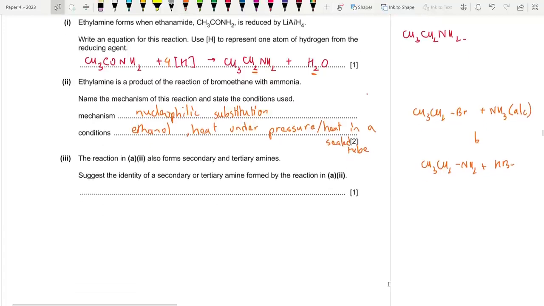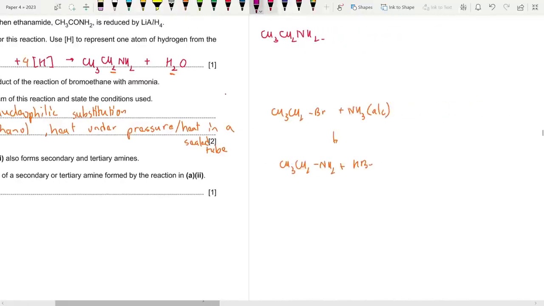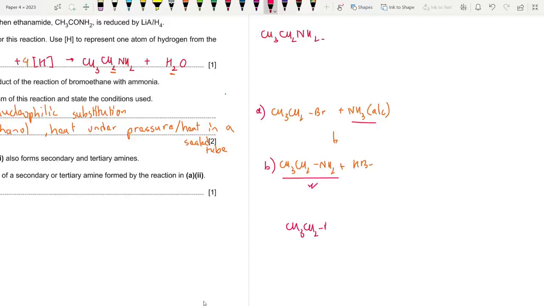The reaction in A2 also forms secondary and tertiary amines. So this is the identity of a secondary and tertiary amine formed in this reaction. What does this mean exactly? You guys need to understand that. Who was the nucleophile in part 1? NH3. But in part 2, the product can also act as a nucleophile. There can be a chain reaction like free radical substitution. Basically, this thing over here can act as a nucleophile again and react with CH3CH2Br. Okay, so here NH3 was acting as the nucleophile, but now this guy over here is acting as the new nucleophile.